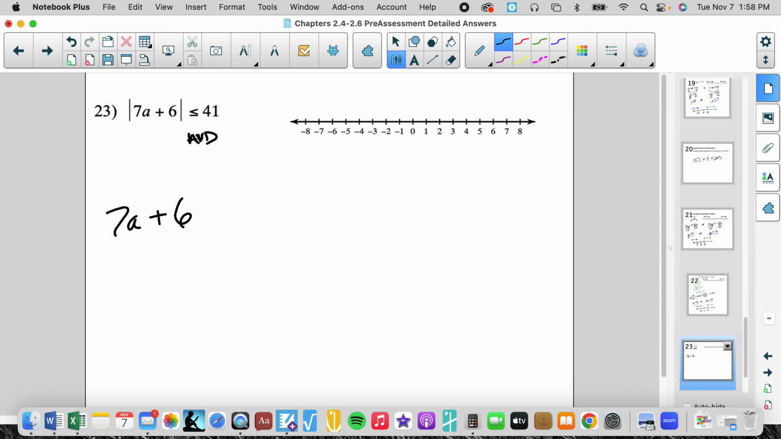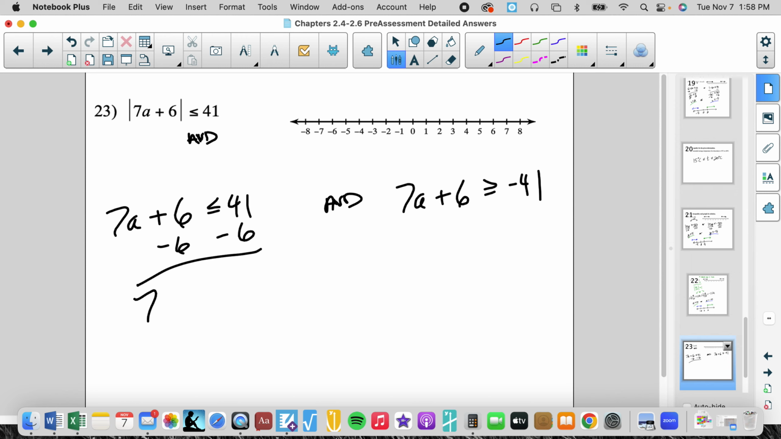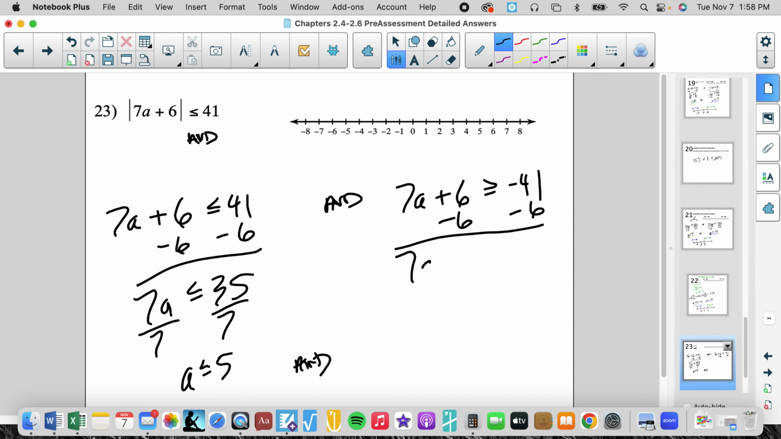7a plus 6 is less than or equal to 41, and 7a plus 6 is greater than or equal to negative 41. Minus 6, 7a is less than or equal to 35. Divide by 7. A is less than or equal to 5. And minus 6 minus 6, 7a is greater than or equal to negative 47. Ugh. Wow, that's not very nice. So we get a is greater than or equal to negative 47 sevenths.